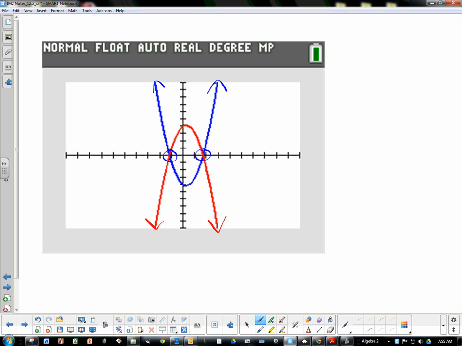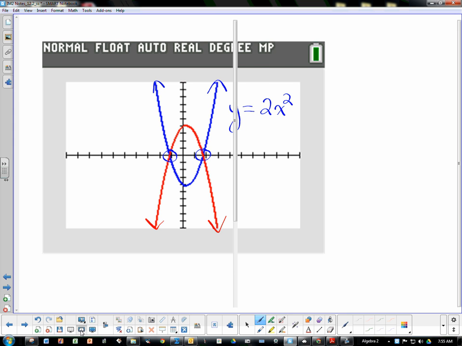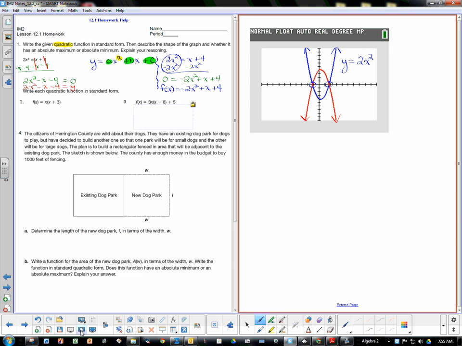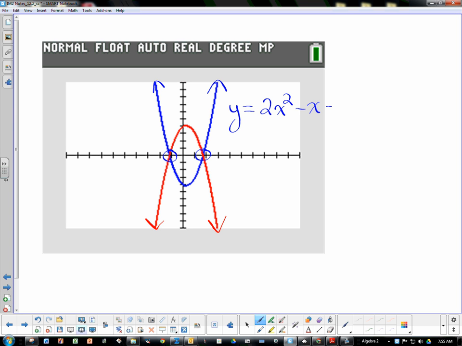No. Up. Pointing up with arrows up. Yeah, it's going to be y is equal to, and I believe this one started with 2x squared, correct? Let me double check this so I can see exactly. It was 2x squared minus x minus 4. And you'll notice this is positive.